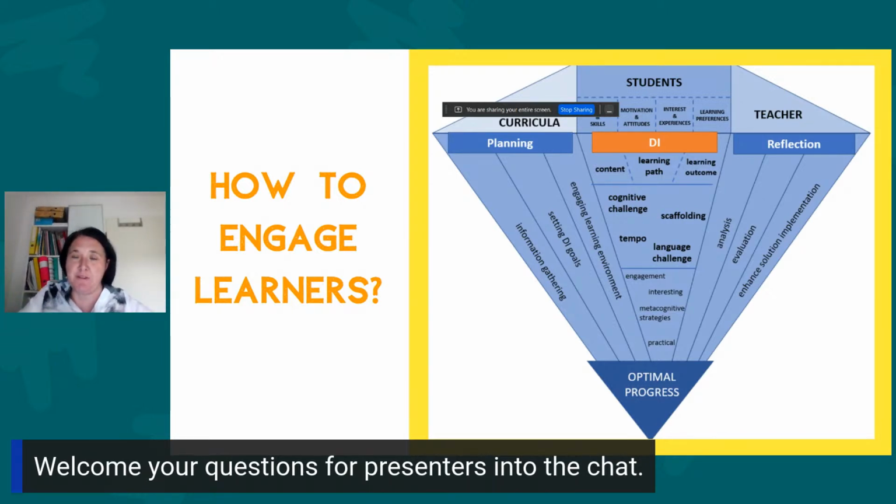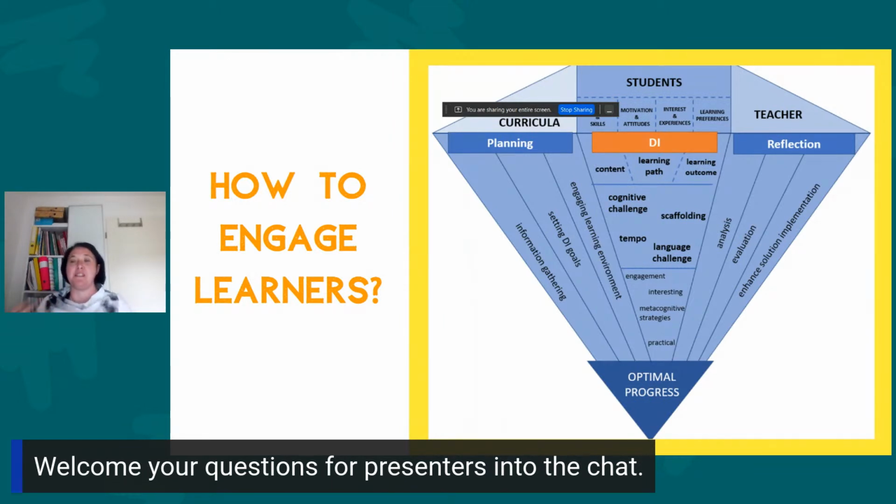This is my model of differentiated instruction, which has three cornerstones: curricula, students, and the teacher. And we have to engage students with all of their knowledge, skills, motivation, attitudes. They have different experiences, interests, and learning preferences. And we must not forget ourselves as teachers, because we also have different skills and different knowledge. And it's very good if you have one skill that you are very good at.